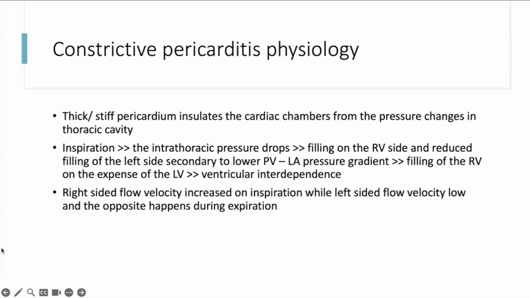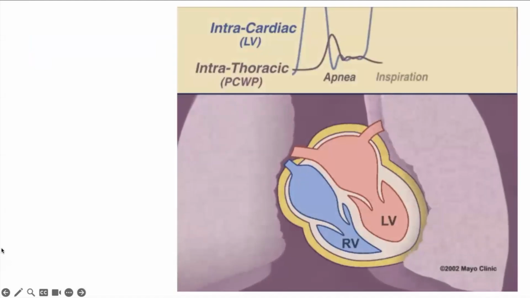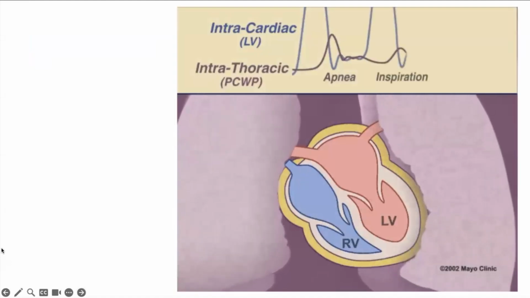And when this happens, just like what happens with tamponade, the right side fills at the expense of the left side, causing ventricular interdependence. Then the flow velocities on the right side will increase, while the flow velocities on the left side will decrease with inspiration, and the opposite happens with expiration. This is a video from Mayo Clinic which shows these phenomena.